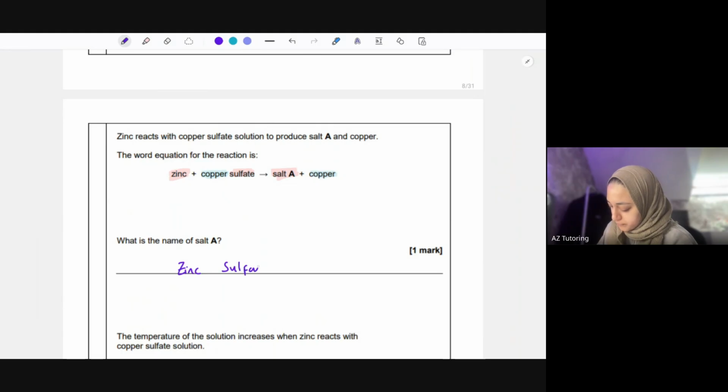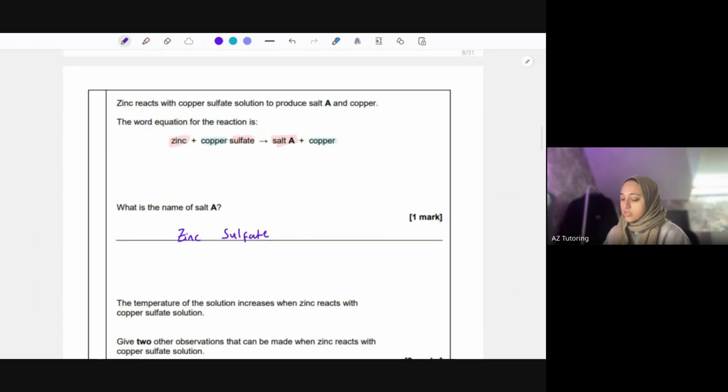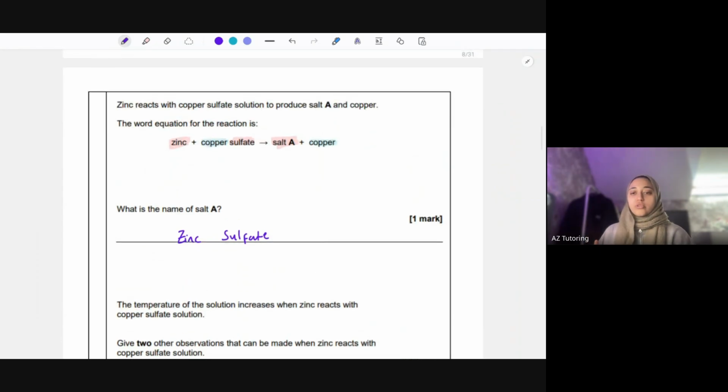Zinc sulfate. So that's how you work it out. Okay, another thing that's worth mentioning here as well, they could also ask you the word equation as well. So the sulfate ion, remember, is SO4 2 minus. You have to remember that.